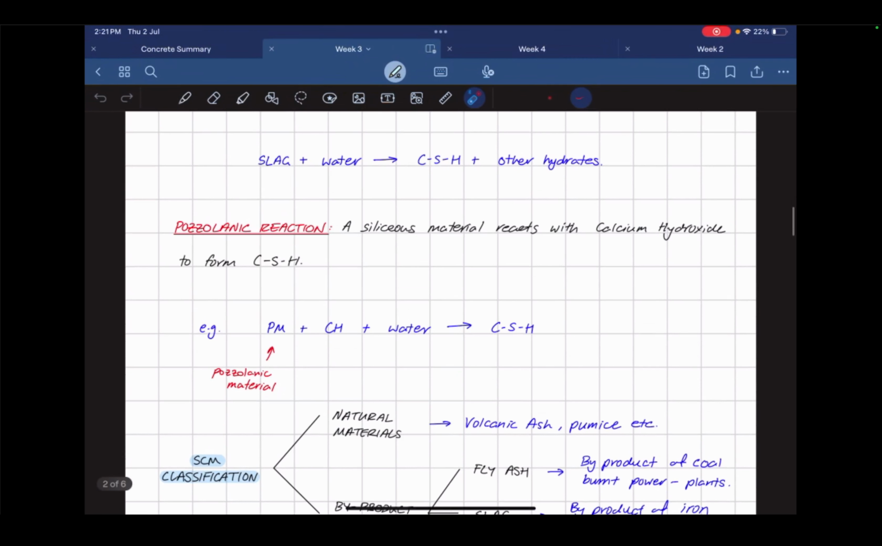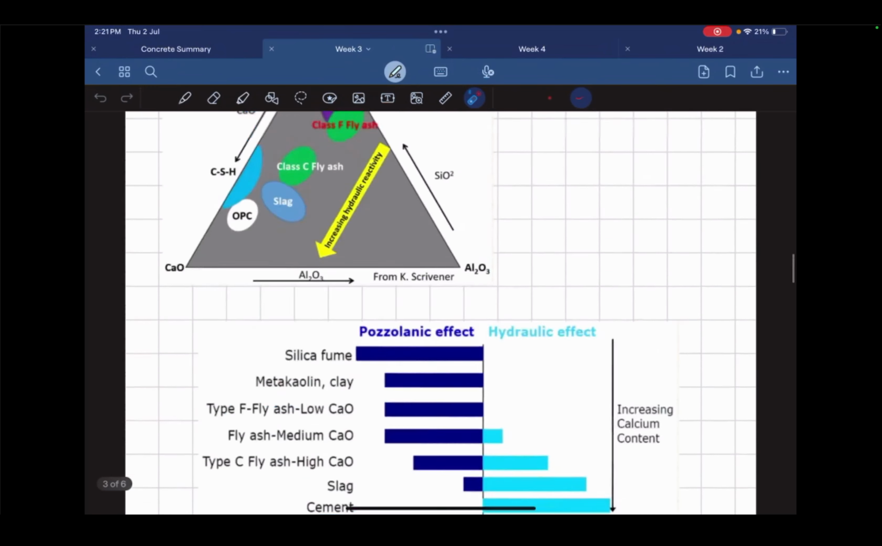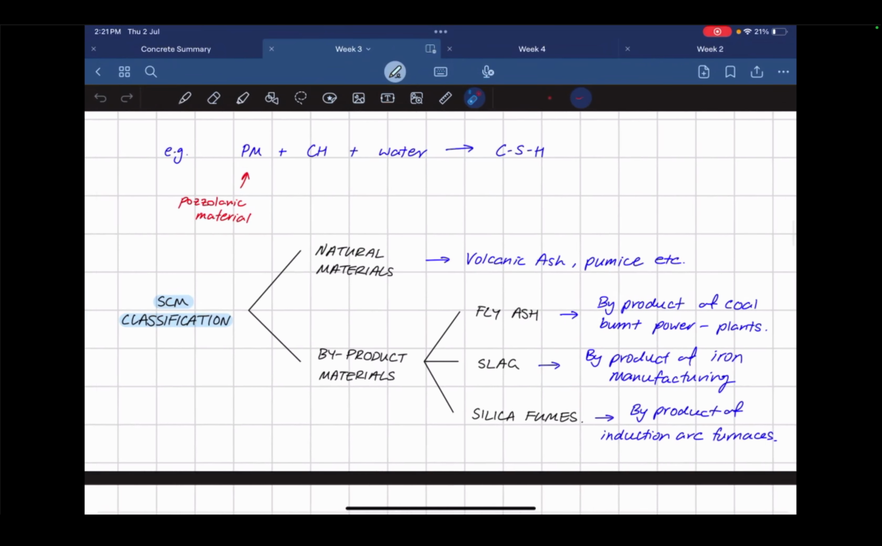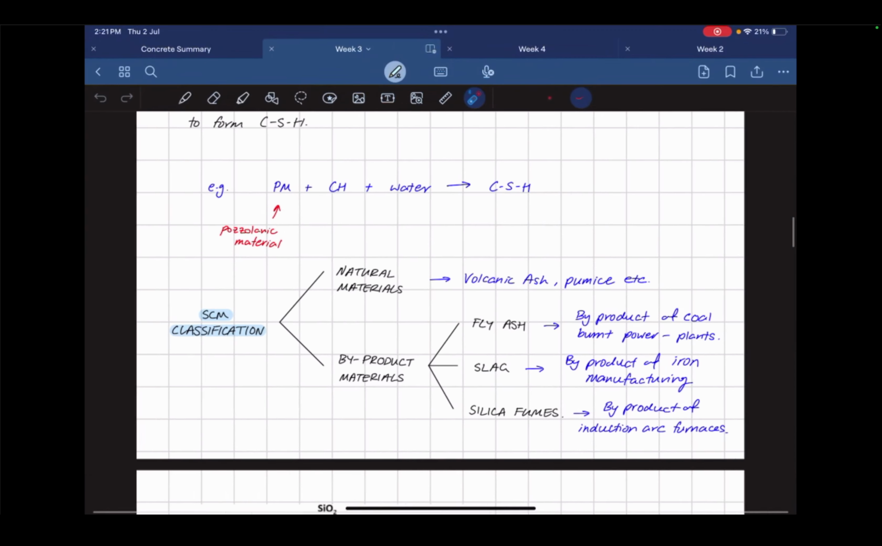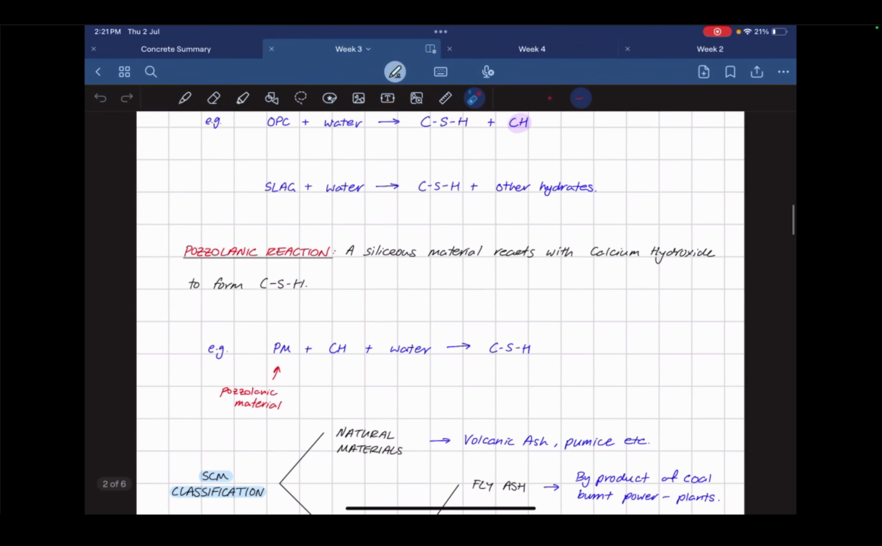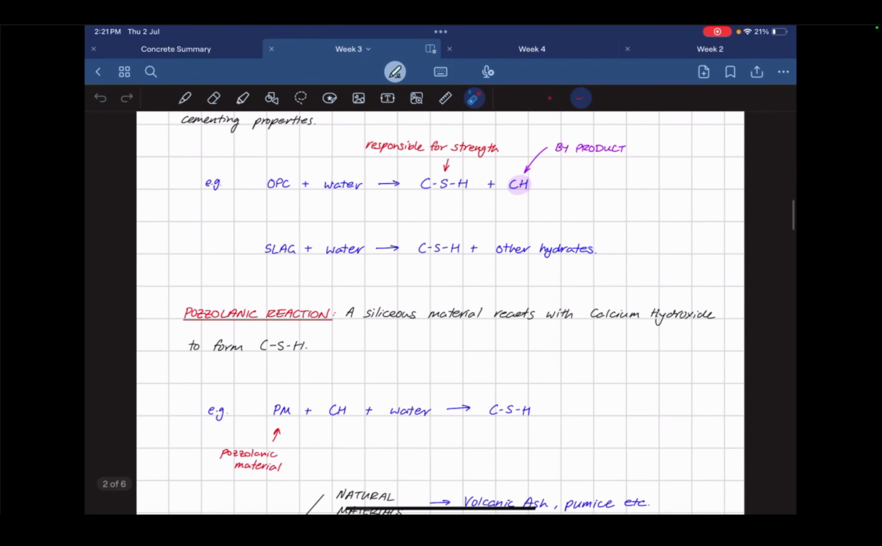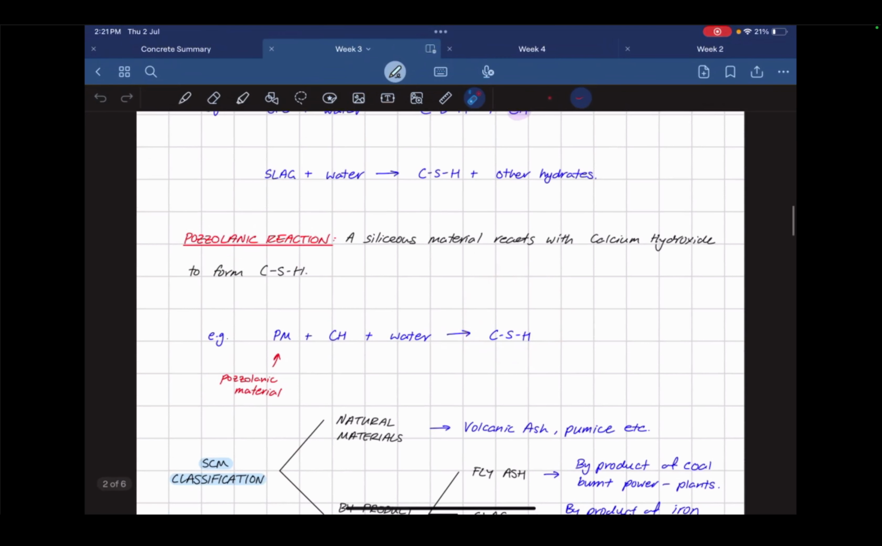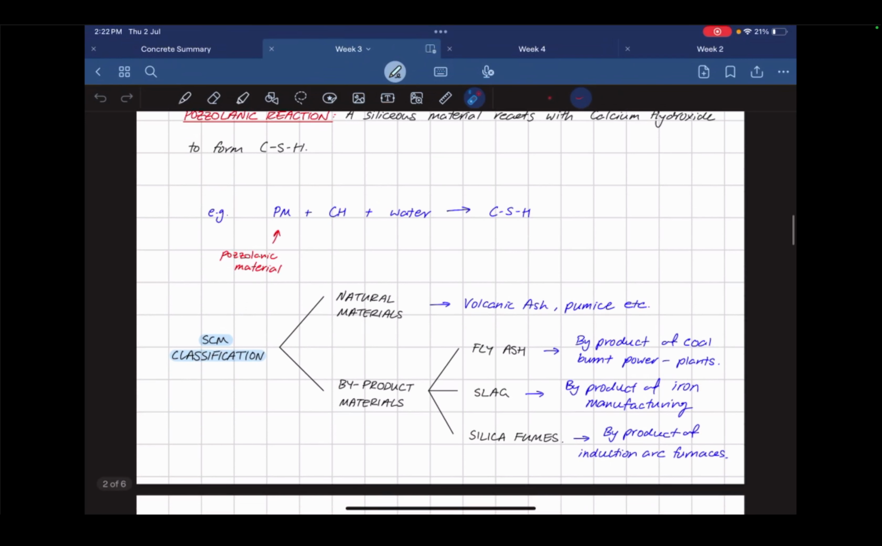Pozzolanic reaction, silication. What's slag? I don't know, it's another kind of cement. I've got it here. Slag is a byproduct of iron manufacturing. It's like an SCM, one of the cementitious materials. A pozzolanic material reacts with the byproduct that I was talking about earlier, and it produces CSH.